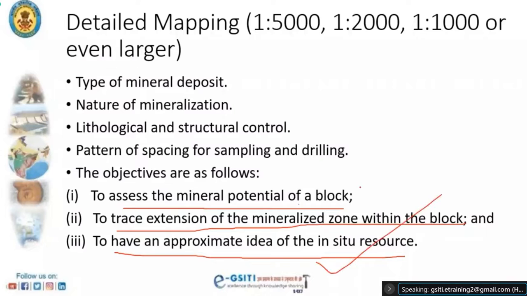And so these are the most important objectives a person should keep in consideration when they are working with a detailed map. Once the larger scale is done and you go into more detail, you need to know the potentiality of the block, the extension of the mineralized zone, what is the depth, what is the continuity, all that. And in situ resource, yes, in situ. Why? Because it cannot be ex situ, it cannot be surficial. It has to be in situ.